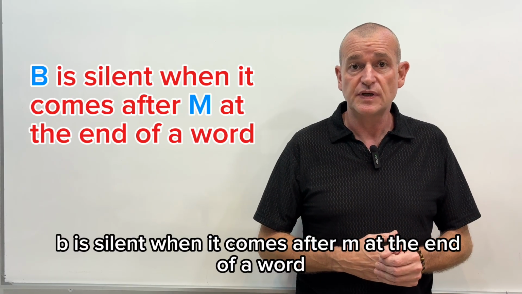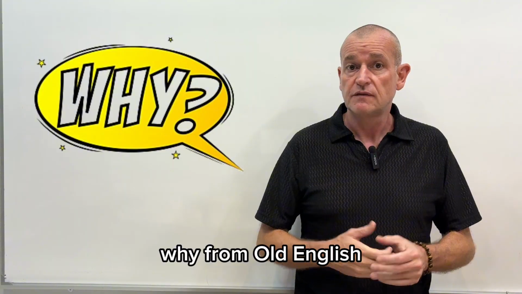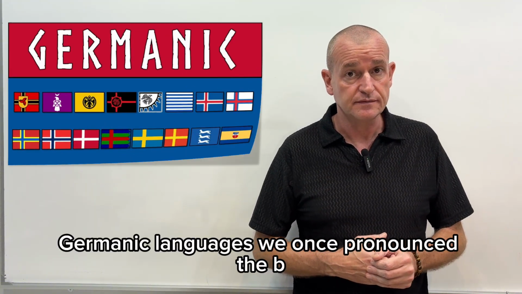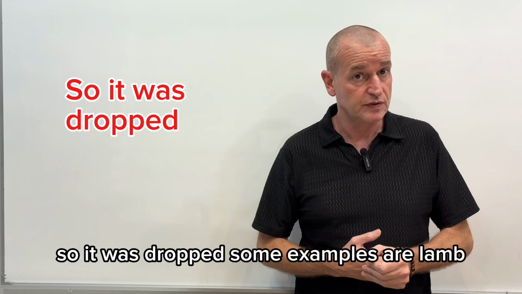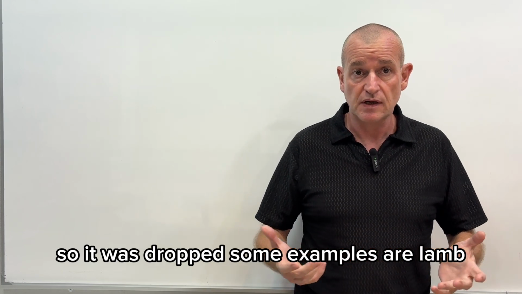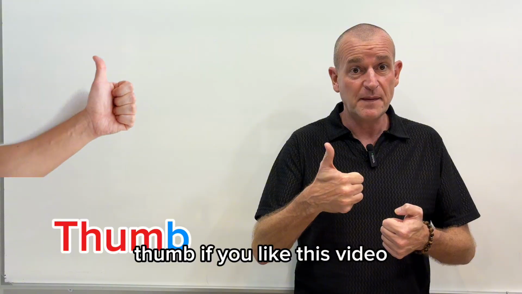Silent B. B is silent when it comes after M at the end of a word. Why? From Old English, Germanic languages. We once pronounced the B, but it slowed down speech, so it was dropped. Some examples are lamb, climb, thumb.